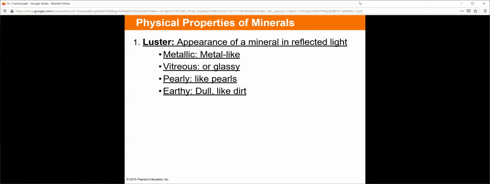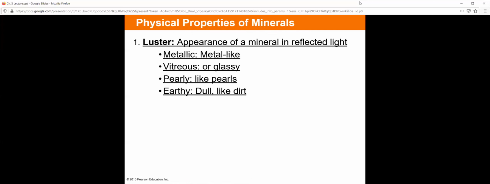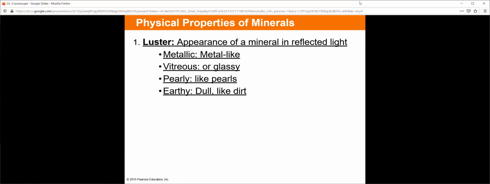If I say something's metallic, that's because it looks like it's made of metal. Example, the galena we talked about previously. That looks metallic, so we call it metallic. Pearly looks like pearls. Earthy looks like earth, right? Dirt, stuff like that. Vitreous, kind of a weird one, but it's a glassy luster. I'm not going to necessarily go over examples of each of these because I don't think you really need them, right? If you pick up a mineral and it looks like dirt, you'd say it looks dull, earthy.